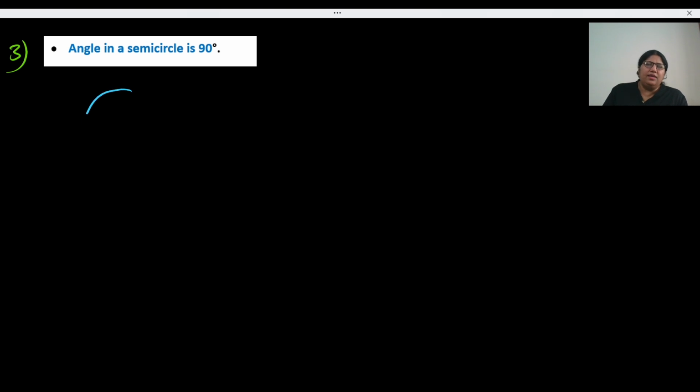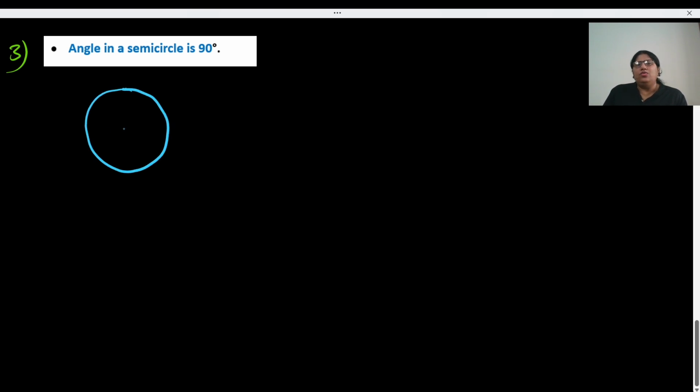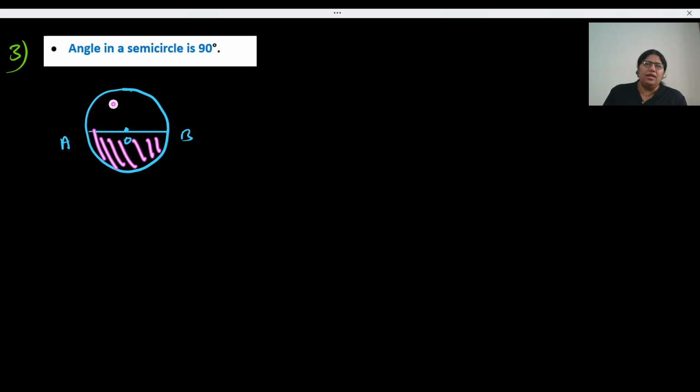So angle in a semicircle: first, if I take a circle, you know that the circle will be divided into semicircles by a diameter. So if I take AB as a diameter passing through center O, AB is dividing this circle into two semicircles. Now they are saying the angle in a semicircle is 90 degrees. That means either part you take, each half represents a semicircle.